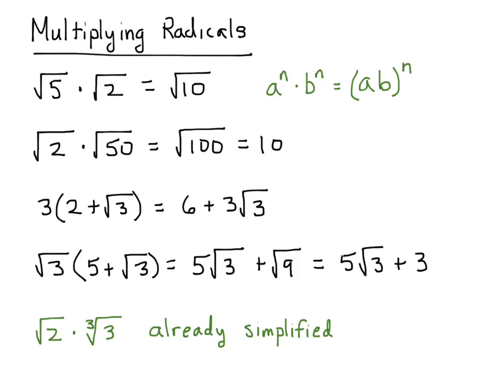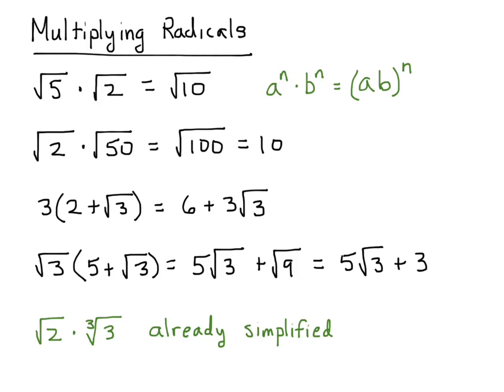Okay? Now, if you have something like this, where you have the square root of 2 times the cube root of 3, this is already simplified. There's nothing you can do here with this, because the index is different and the radicand is different. So we have two different sets of rules here. We talked about multiplication where the radicands are the same. We can do that, and we can now do it when the indexes are the same. But when they're mixed, when the radicand and the index are different, then you can't do anything.